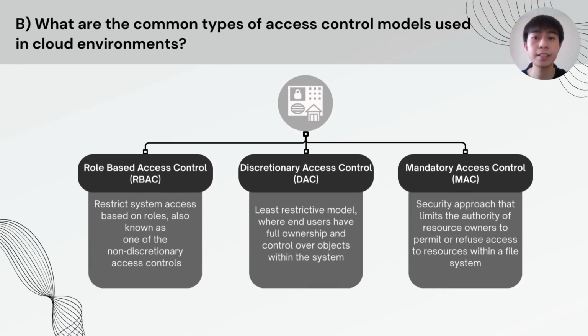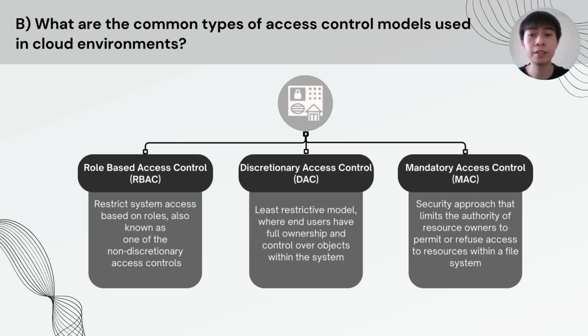Now, I will be talking about the common types of access control models used in cloud environments. The first most used model is role-based access control, also known as RBAC. RBAC operates by providing access permissions based on the various roles that individuals have within an organization. For example, the administrators, developers, and users role. Different roles will have a different set of permissions to the system. This is able to reduce the chance of unauthorized access or data breaches.